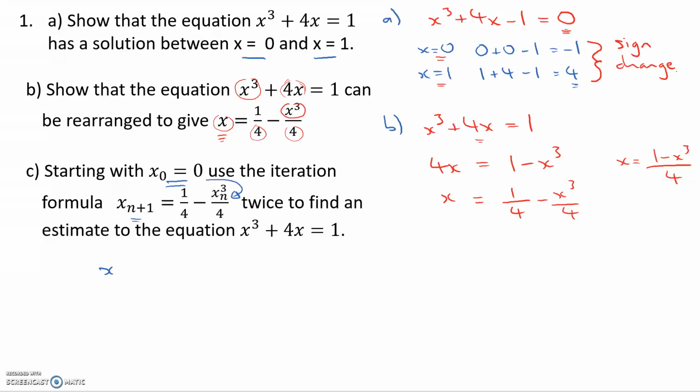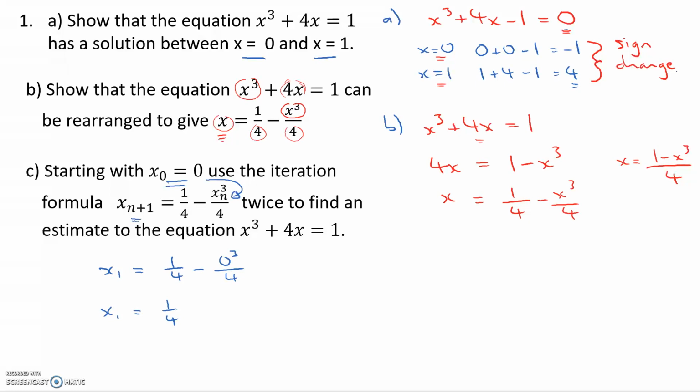Okay, we've got xn plus 1. Well, if we start with x0, xn plus 1 is going to end up just being x1. So my x1 value is going to be 1/4 subtract our starting value, which is 0 cubed, divided by 4. So x1 is 1/4 subtract 0 cubed over 4 and make that nothing. So x1 is a quarter.